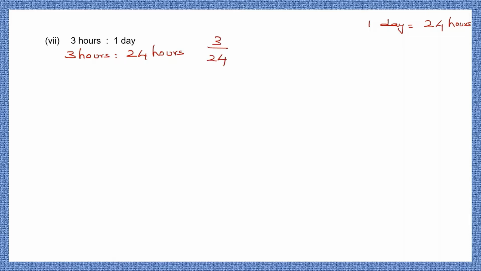Now let's reduce it to the lowest term. Both are divisible by 3. So 3 into what is 3? 3 ones are 3. And 3 into what is 24? 3 eights are 24. So we've got 1 by 8, which is the lowest term. So my final answer will be 1 is to 8. My ratio is 1 is to 8.